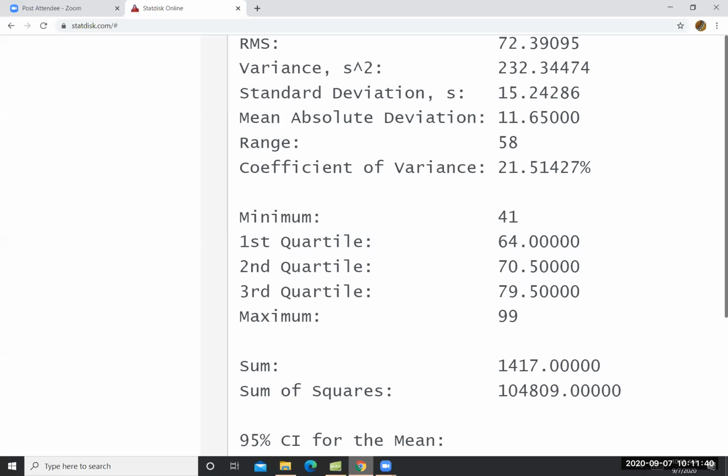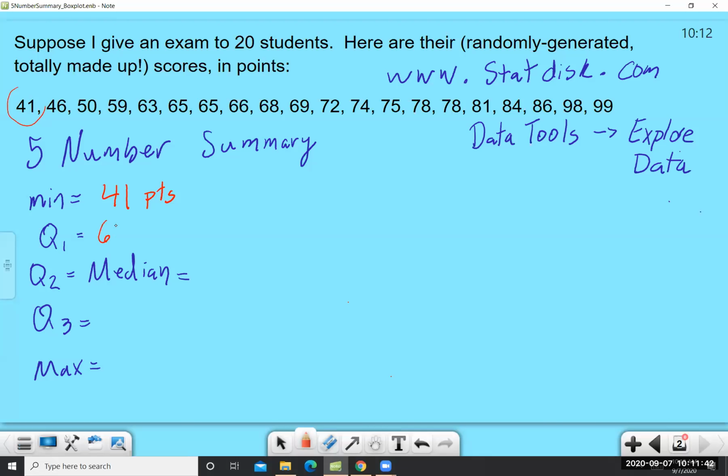Q1 is 64 points. And what does that mean? Remember, first quartile is the 25th percentile. That means that 25% of test takers scored at 64 points or worse than 64 points.